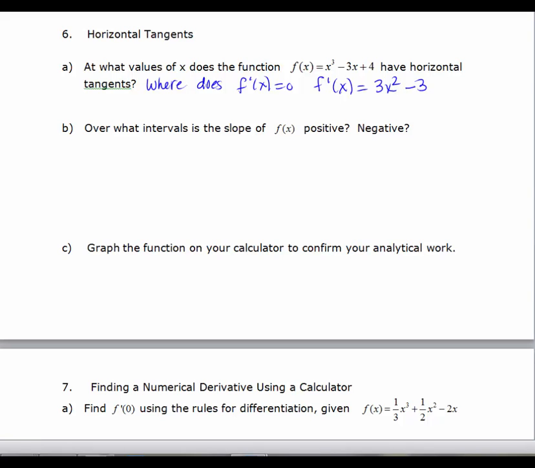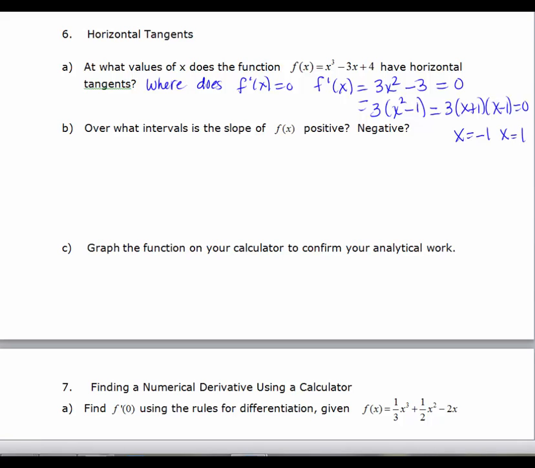To find out where the derivative would equal 0, we would just take the derivative and set it equal to 0 and solve. So to find the x values for which a function has a horizontal tangent, you take the derivative and you set it equal to 0. We can factor out a 3, gives us x squared minus 1. That's equal to 3 times x plus 1 times x minus 1 would equal 0. So we have horizontal tangents at x equals negative 1 and at x equals positive 1.